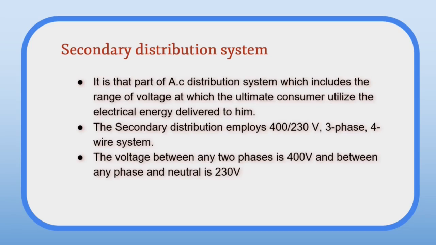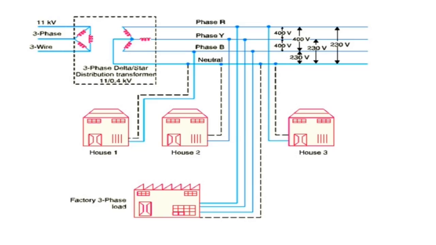Now coming to the secondary distribution system. It is that part of the AC distribution system which includes the range of voltage at which the ultimate consumer utilizes the electrical energy delivered to him. The secondary distribution implies a 400 or 230 volt, 3-phase, 4-wire system, and the voltage between any two phases is 400 volt and between any phase and neutral is 230 volt. In this picture, you can easily understand the secondary AC distribution system.